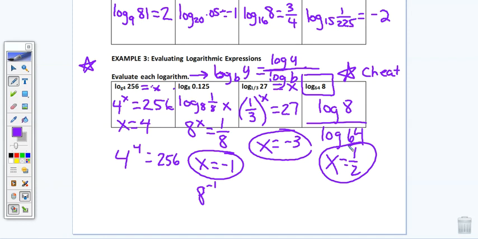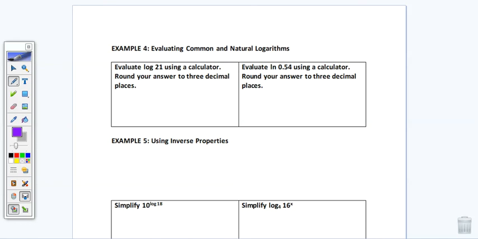Anyone need more time with that page? Moving on. Last one. Let's nail this down. I think you'll be in good shape. Evaluating common and natural logarithms. So your calculator, I just want to make sure you're good with this. Evaluate log 21 using a calculator. Round your answer to 3 decimal places, so go ahead and do that quickly. Log 21 equals what to 3 places, kids?